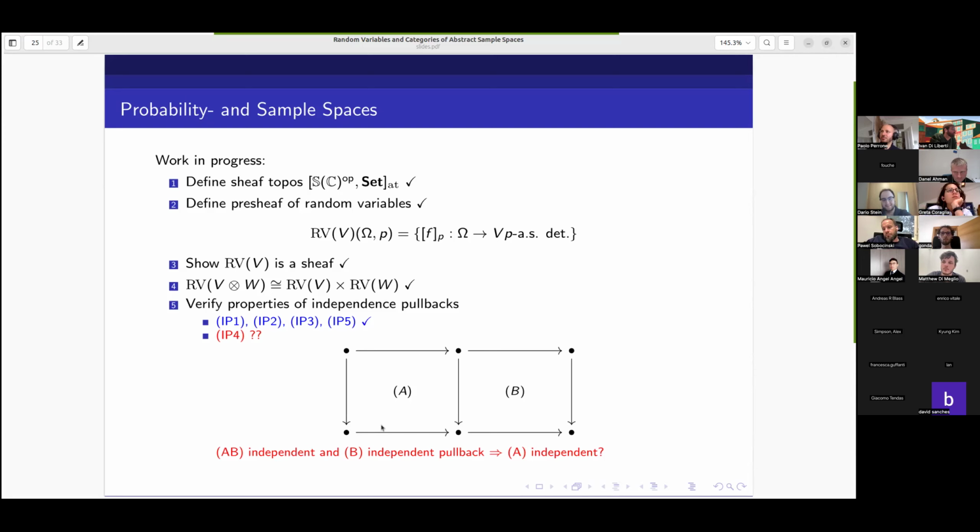Okay. By the way, can you say what is the intuition on this IP4 property, like in terms of probability? I'm not sure. Okay. Are there any other questions in the meantime?